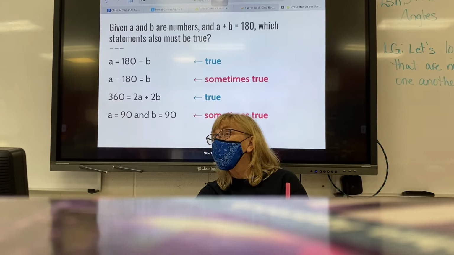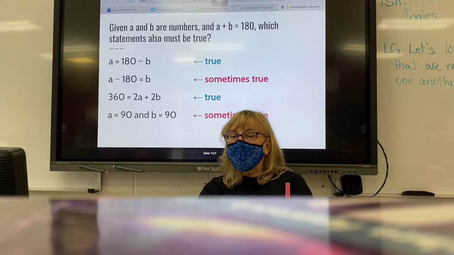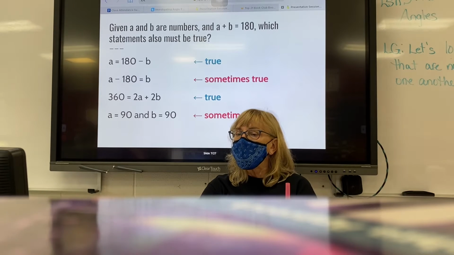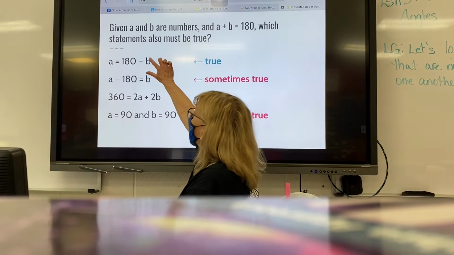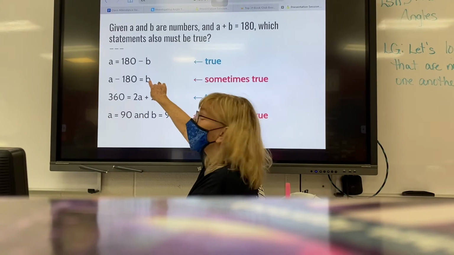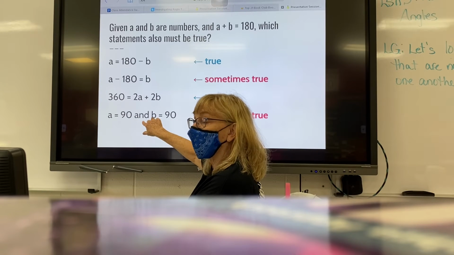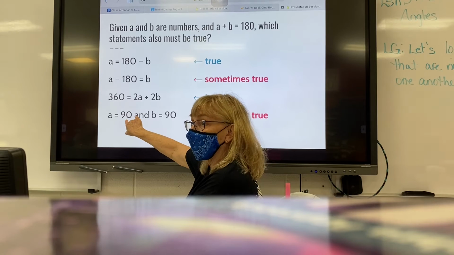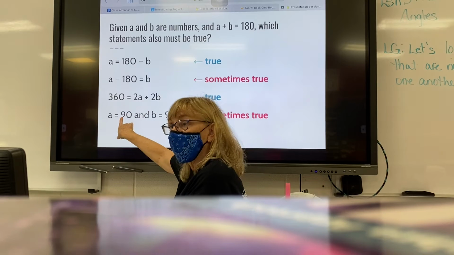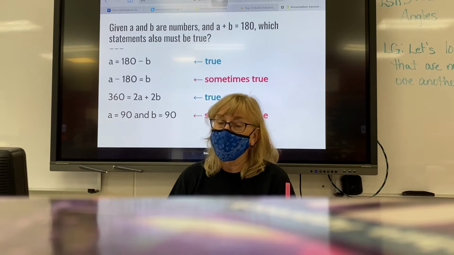I'm a little bit confused because it's saying that A is 90, like it's asking which one's true. Well, what does it say? Actually, they asked you which statements must be true. So which ones must be true? This one is always true. This one is always true. This one is true in some cases. This one is true in some cases. Because A doesn't always have to be 90. A can be any number, and then B will be whatever it needs to be to make it 180. Okay? Does that make sense? A little bit more? All right.